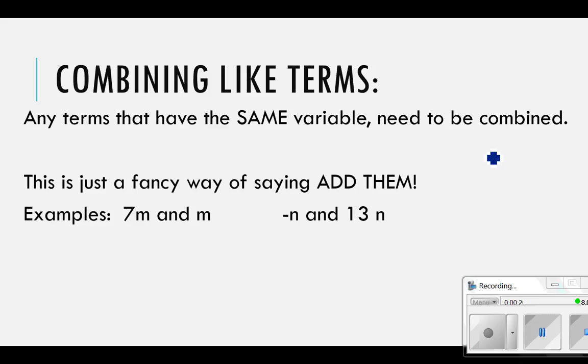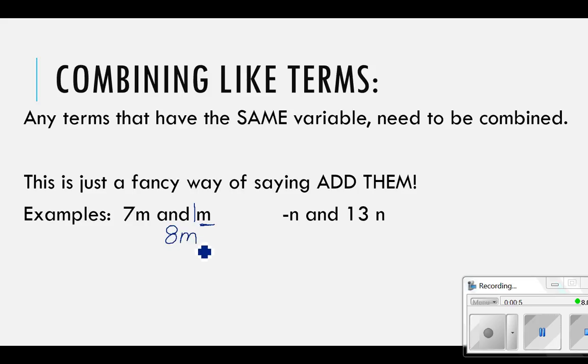7m and m. You can combine them. 7m and 1m. If there's not a number in front of the variable, it's a 1, because there's only one m here. Mathematicians are just kind of lazy, so we don't put the 1 there. So if you combine 7m and 1m, you would have 8m.